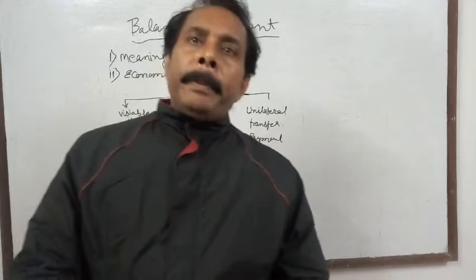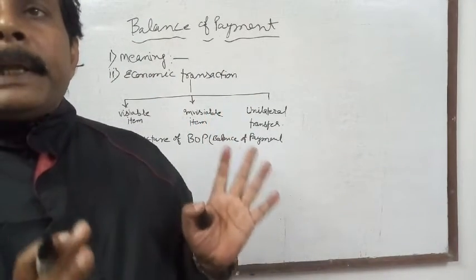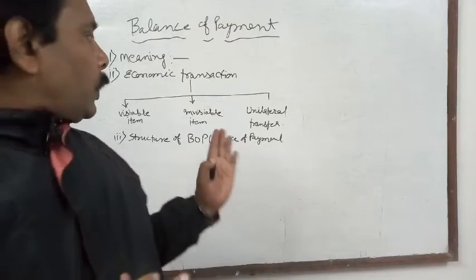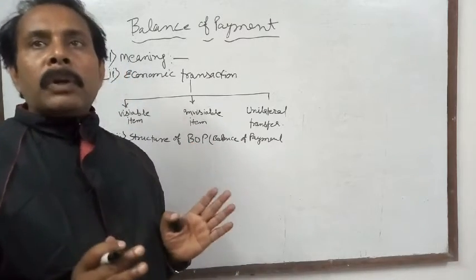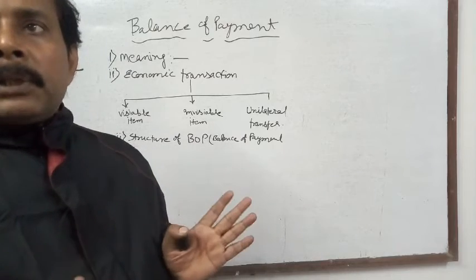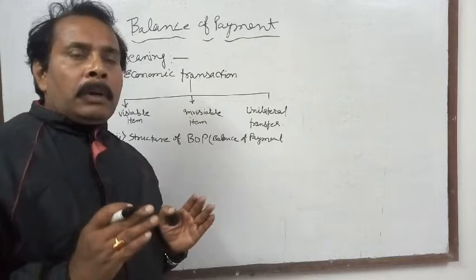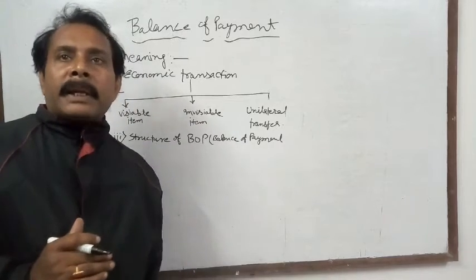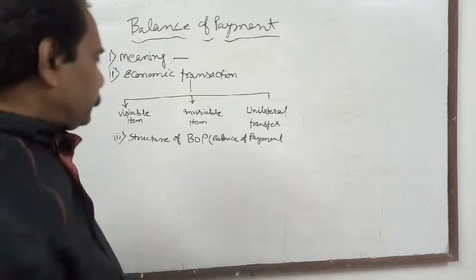So balance of payment account is based on the double entry system. BOP structure is based on the double entry system. So double entry system means what? One is related to the credit and the other is related to debits.